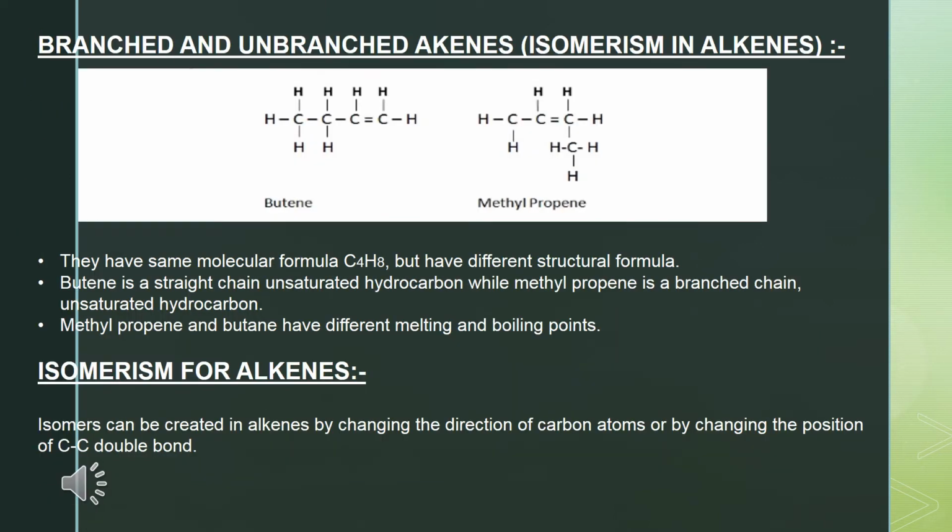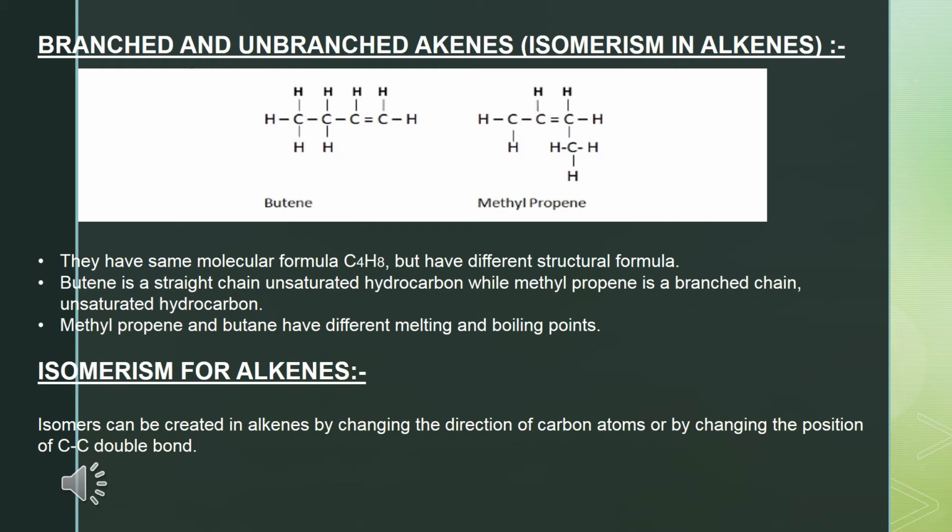Let's talk about branched and unbranched alkenes. Basically, isomerism is found in alkenes, and isomerism is when a compound has the same molecular formula but a different structural formula. So this phenomenon is termed isomerism. I repeat, when a substance has the same molecular formula but a different structural formula, that's termed isomerism.